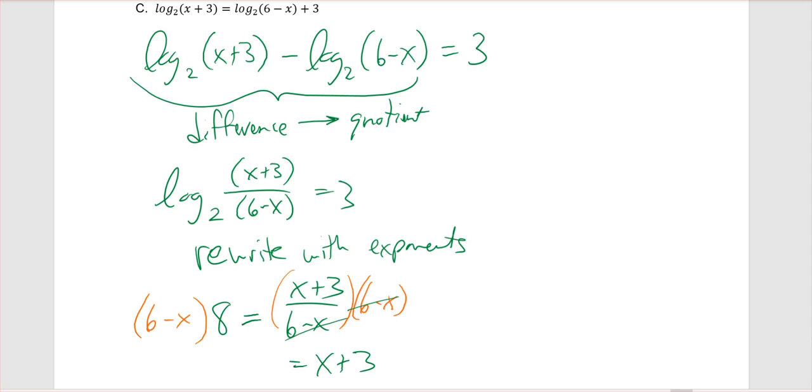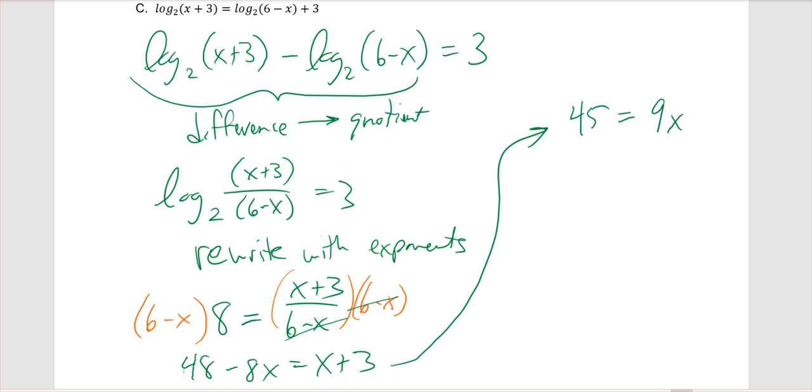And then on the right-hand side, what do we have? We've got 6 times 8 is 48 minus 8x. All right. And now we can take this over here and finish this up. So we want to combine all of our like terms. So 48 minus 3, that's 45. And then put the x's on the other side. Add 8x to both sides, you get 9x. So now this means x would be 45 over 9, which is equal to 5.